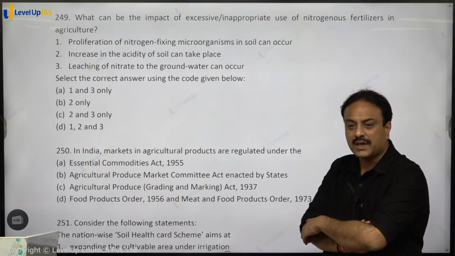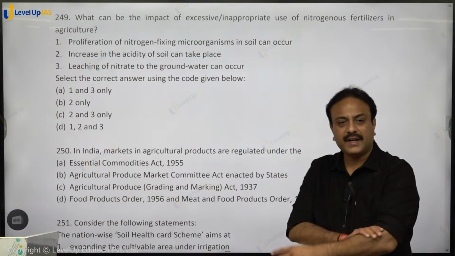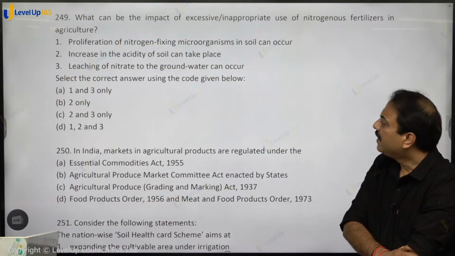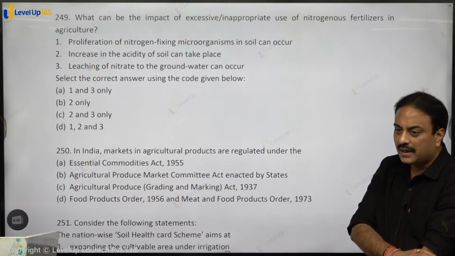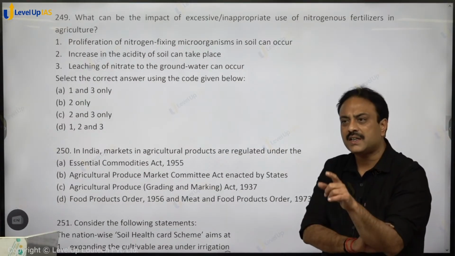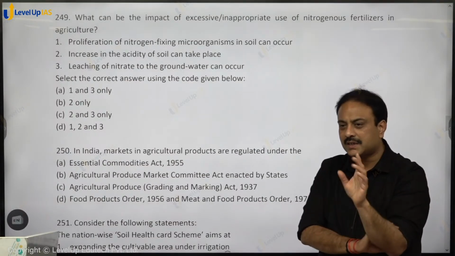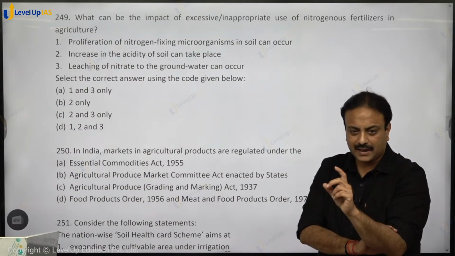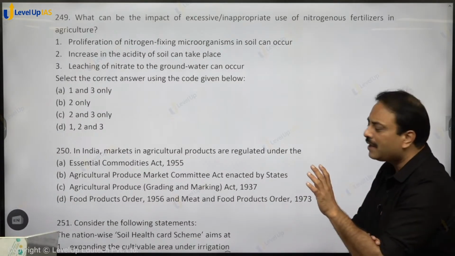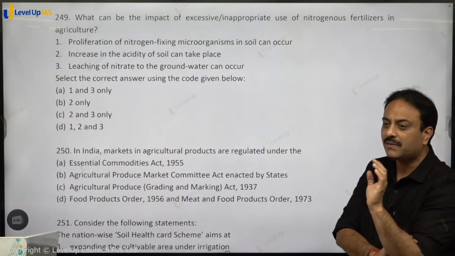Increase in the acidity of soil can take place, nitrogen will be added, right? It may increase the acidity, that is, the pH value may be reduced. Leaching of nitrate to groundwater can occur. Nitrate can seep down to groundwater. It may result in contamination of groundwater, and nowadays the ROs and UVs sold in the market say they will remove nitrate, arsenic, lead, right? Everything they are removing. Nothing is left in the water that comes out of the RO. That is the reason for people feeling ill nowadays. Everything is removed from the water itself.